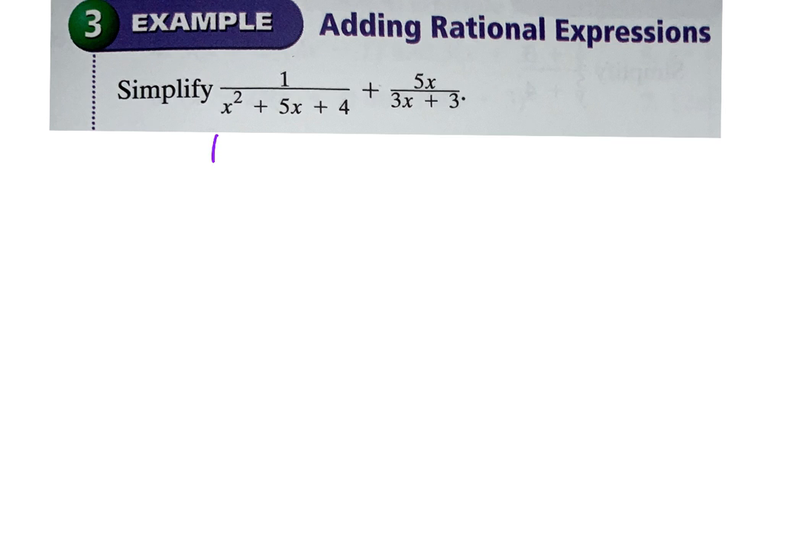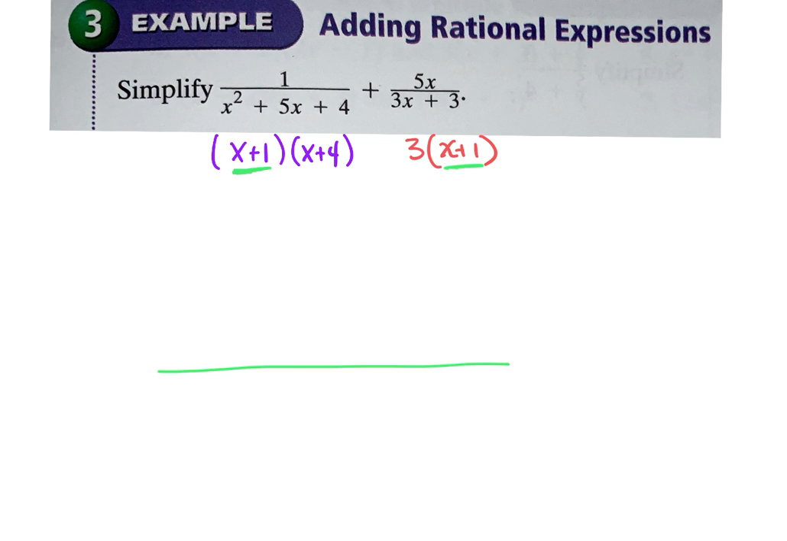I'm going to say x squared plus 5x plus 4 factors to x plus 1, x plus 4, right? Everybody agree with that? 3x plus 3 factors to 3 and x plus 1. So now my first step here is to figure out what my common denominator is. X plus 1, that's obviously going to be in it, and that accounts for both of these, a 1 to 1, so I have an x plus 1.